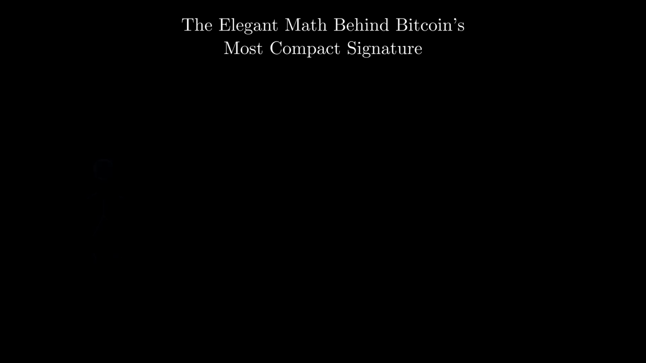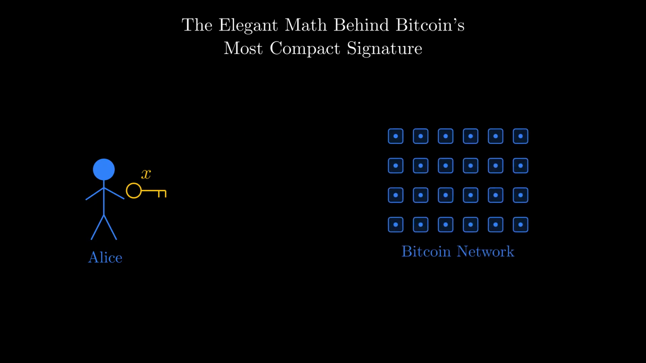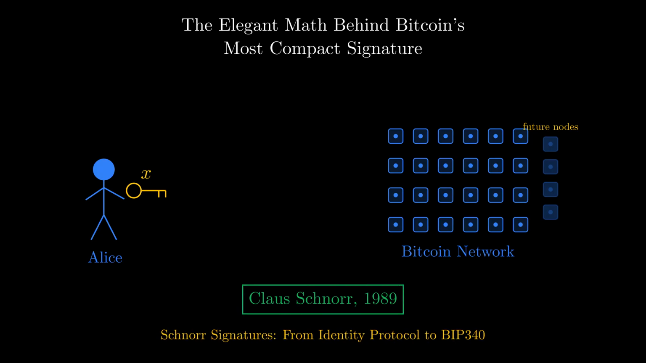Alice needs to prove to Bob she knows a secret number. She can't tell him the number, she can't even talk to him. And Bob is actually thousands of Bitcoin nodes, including ones that don't exist yet. The solution, invented by Claus Schnorr in 1989, became the most compact signature in Bitcoin and the foundation of Taproot.